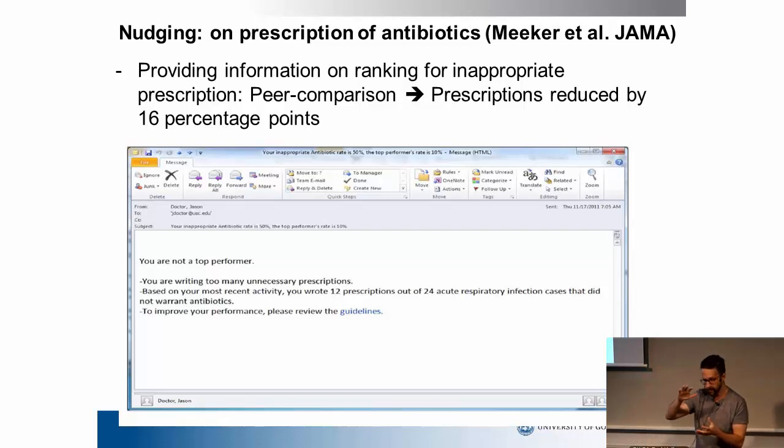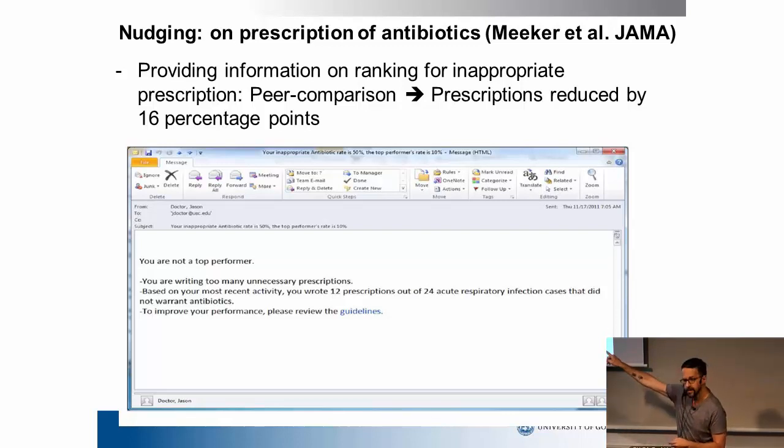So what they did in this study was that they looked at prescriptions by doctors. This is after they have done the prescriptions. They went through them and decided who made good decisions and who made bad decisions. That's quite often used. But the difference here is that these doctors then got an email telling them how they were behaving. In this particular case, it's not too bad. You are not a top performer. You could have said you're bad, but I guess they didn't decide to use that word. They're just saying you are not the top performer. You are writing too many unnecessary prescriptions.